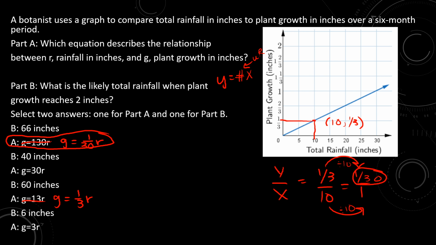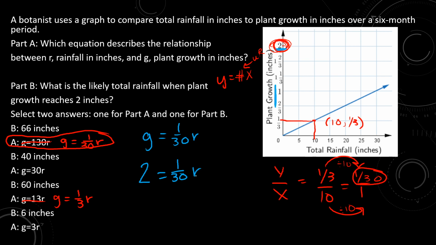So if I want to know how many total inches of rainfall will happen when the plant reaches 2 inches, okay, so 2 inches is my growth. I want to know how much rain I need for it to get up here. So when I'm using that equation, let me grab a different color, g equals 1 over 30 r. G represents my growth, and I know it's 2, so I'm going to replace this g with 2. 1 over 30, and I have r.